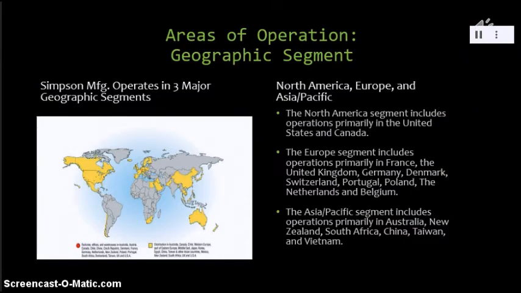Geographically, Simpson Manufacturing operates in three major geographic segments: the North American segment, the European segment, and the Asia-Pacific region. The North American segment includes operations primarily in the United States and Canada. The European segment includes operations primarily in France, United Kingdom, Germany, Denmark, Switzerland, Portugal, Poland, the Netherlands, and Belgium. The Asia-Pacific region includes operations primarily in Australia, New Zealand, South Africa, China, Taiwan, and Vietnam.